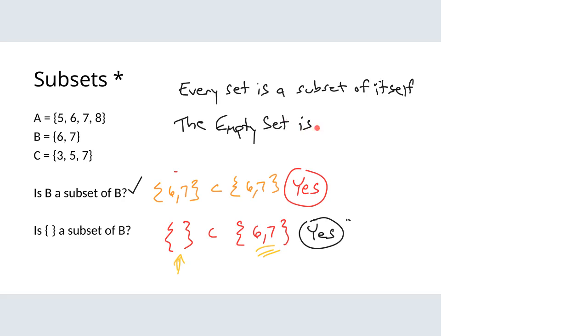is a subset of every set. No matter what our set is, the empty set is going to be a subset of it, because the empty set is never going to have anything that prevents it from being a subset.